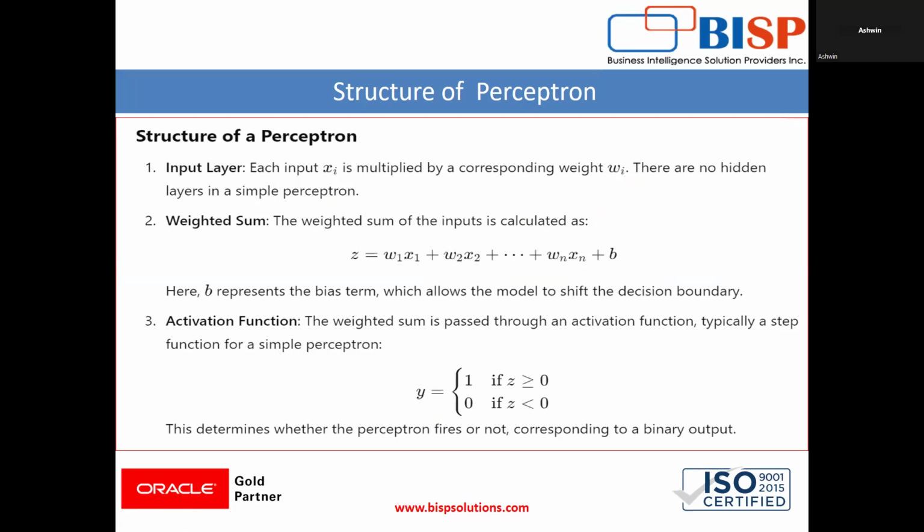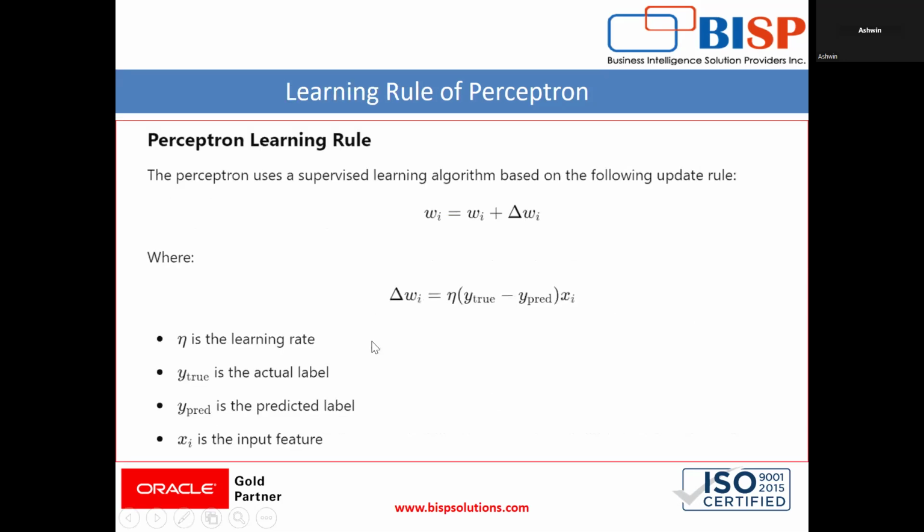Each input xi is multiplied by the corresponding weight w, right? And there are no hidden layers in a simple perceptron. A weighted sum is the sum of the multiplication of all, like w1 x1, w2 x2 up to wn xn, n number. And b is the bias here, right? And here is the activation function.